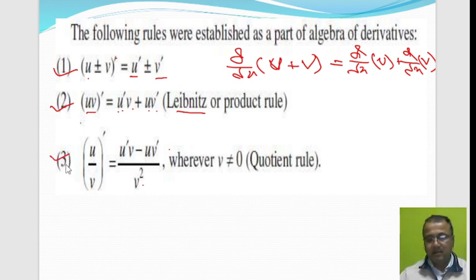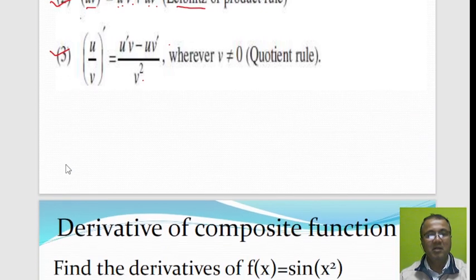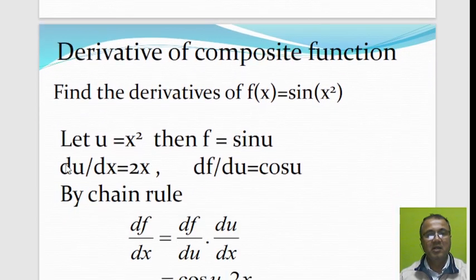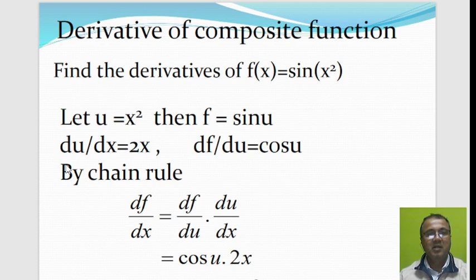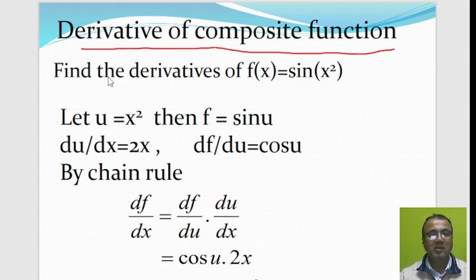Now let us start quickly seeing some questions on the derivatives. Now we are going to start the derivative of composite functions. Simple derivatives I think you can already do. Now we'll start the derivative of composite functions. So now you have to find the derivative of f(x) equal to sine of x square. We are going to find the derivative of this one, sine of x square.